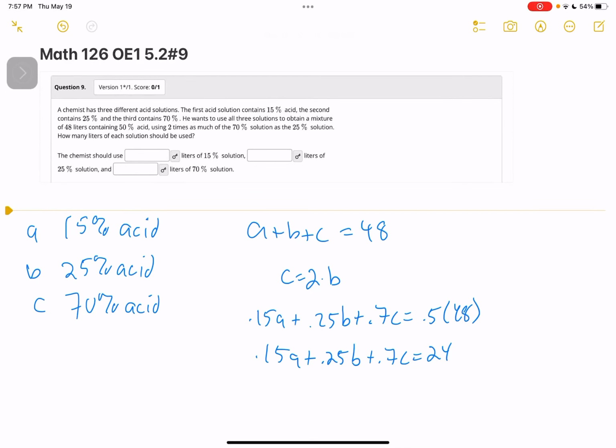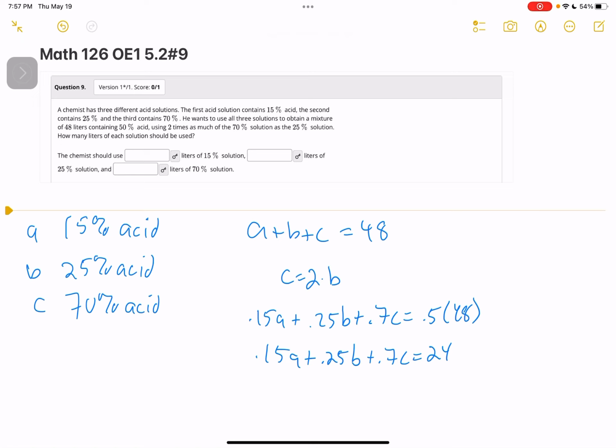This is number 9 from 5.2, Math 126, OE1. A chemist has 3 different acid solutions. The first acid solution contains 15% acid, so as I wrote here first, I'm going to call that one A. The second has 25% acid. I wrote that second, I'm going to call that B. And the third one has 70% acid, so I'm going to call that C.